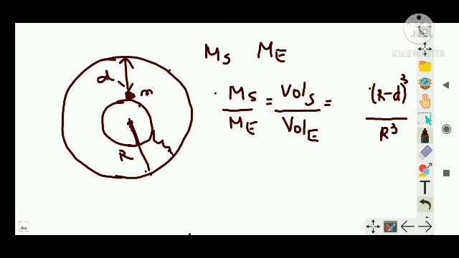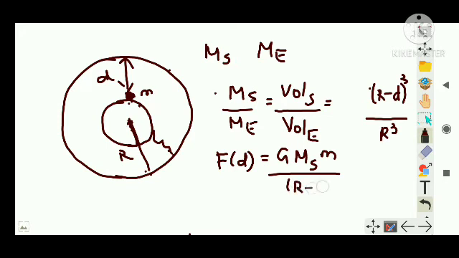Now we can talk about the force which is exerted on small m, right? Let's say I am going to write this as F of d, because the mass m is at a depth d. The force experienced by this mass is due to the smaller sphere, right? So I can write it as G into Ms, that is the inner sphere or the smaller sphere, into small m divided by the distance between the mass and the center, which is R minus d. That's (R minus d) whole square, right?